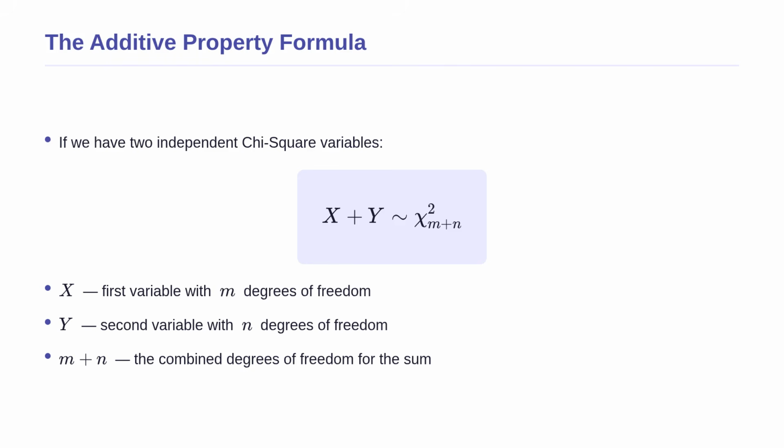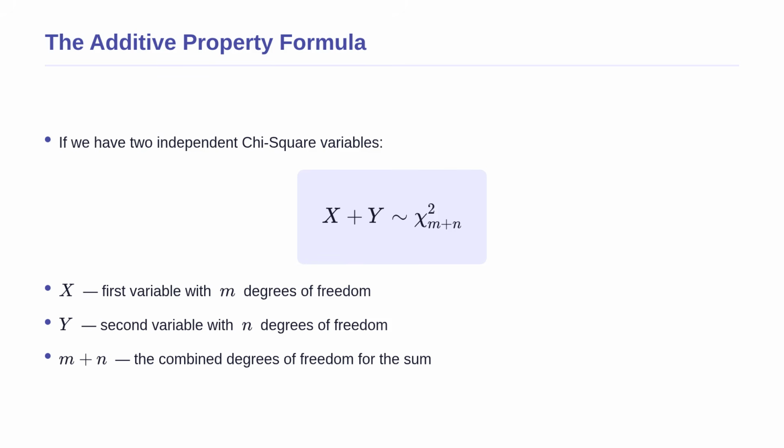Let us look at the exact mathematical formula for this property. If a random variable x follows a chi-square distribution with m degrees of freedom, and another independent random variable y follows a chi-square distribution with n degrees of freedom, then their sum, x plus y, follows a chi-square distribution with m plus n degrees of freedom.